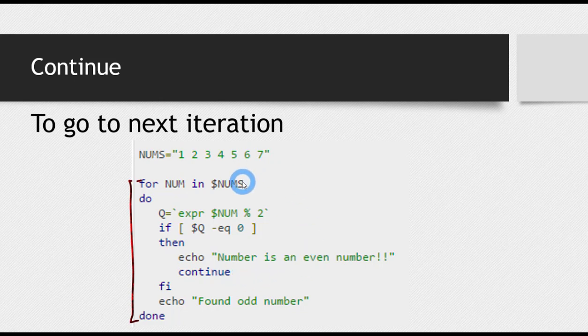So it will continue to the next iteration, and all the statements that are written below the continue statement will not be executed. So whatever is written after continue is never executed. Rather, the control is just continued from that point to the next iteration, whatever that iteration is. Right? Okay, now let's understand continue in this context in shell programming.